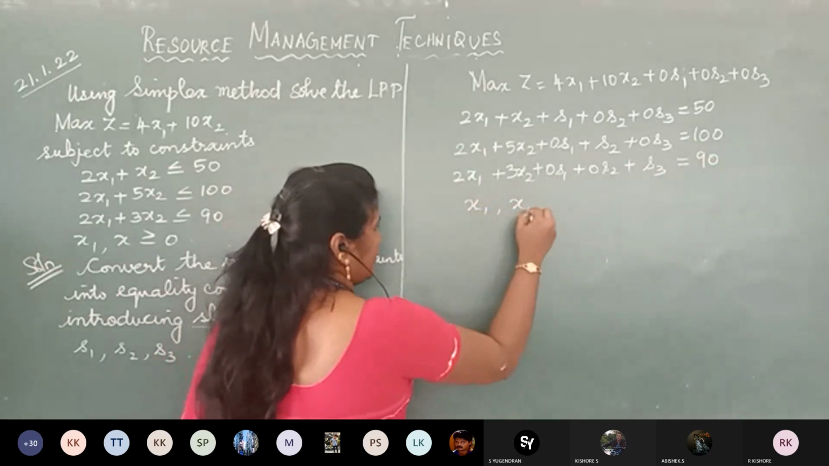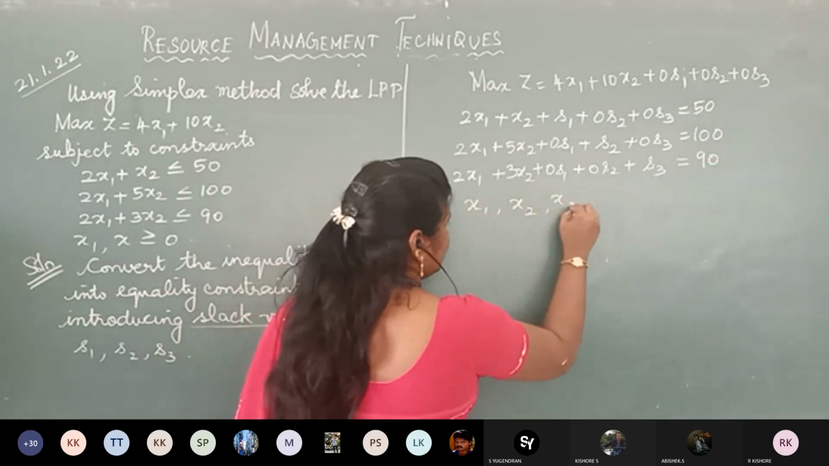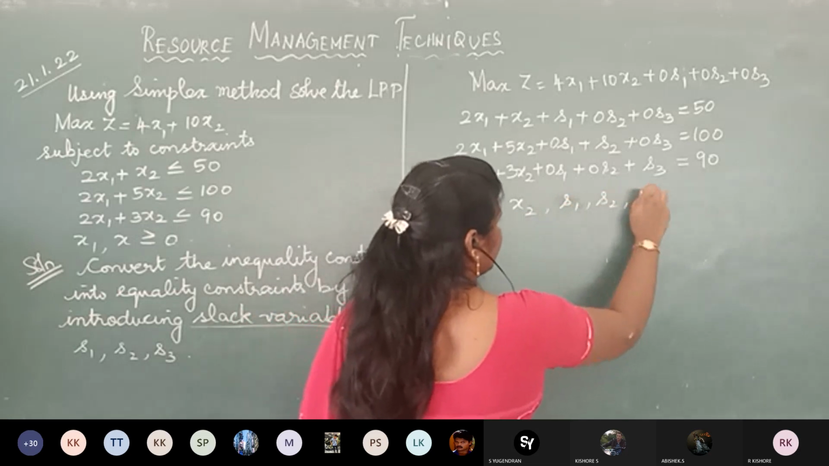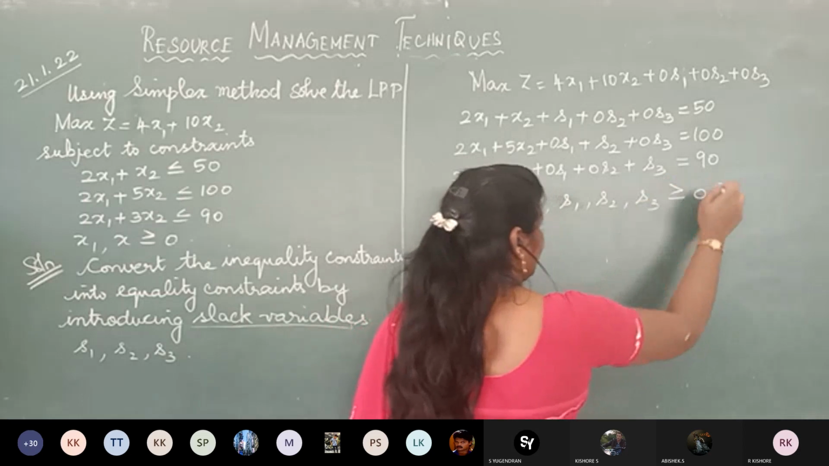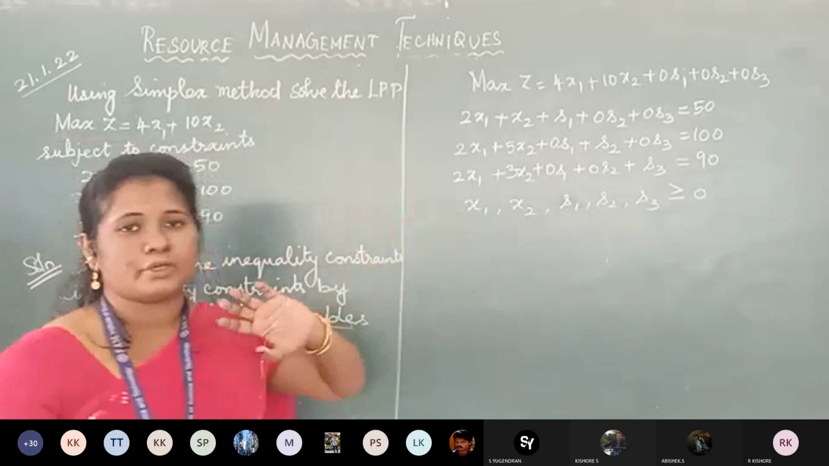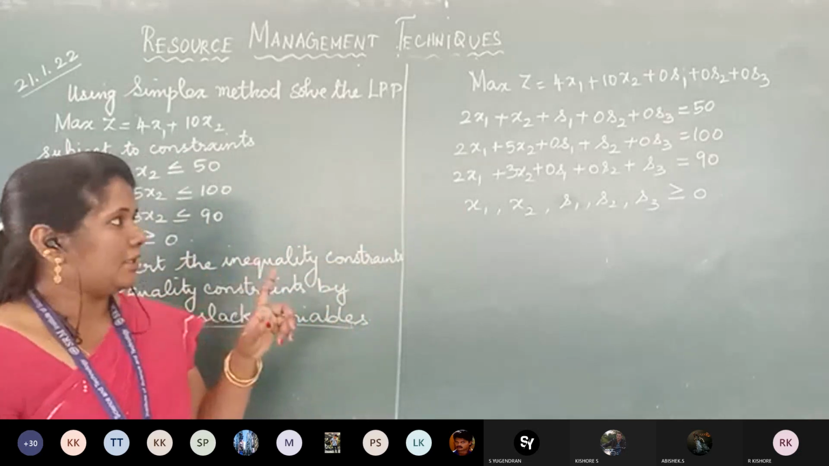And then your condition: x1, x2, s1, s2, s3, all are greater than or equal to 0. It has to be greater than or equal to 0. That restriction you definitely have to write. Okay. So I will repeat it again.